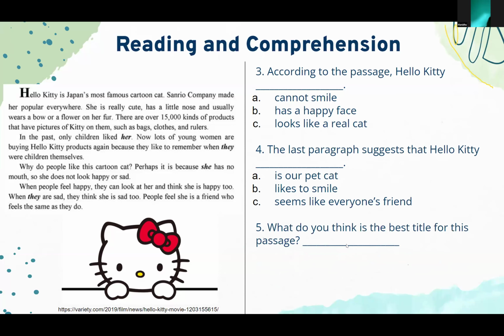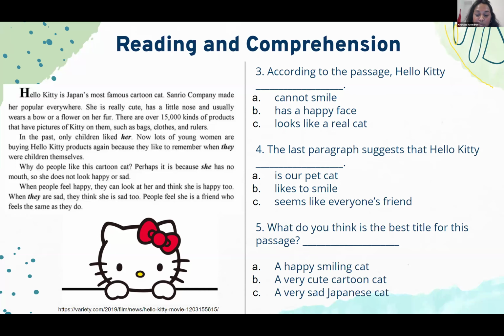Okay, next. What do you think is the best title for this passage? A, a happy smiling cat. B, a very cute cartoon cat. Or C, a very sad Japanese cat. A very cute cartoon cat. Yes, very good. Anybody, any questions? No, teacher. Okay, anyone want to read one more time before we move on?